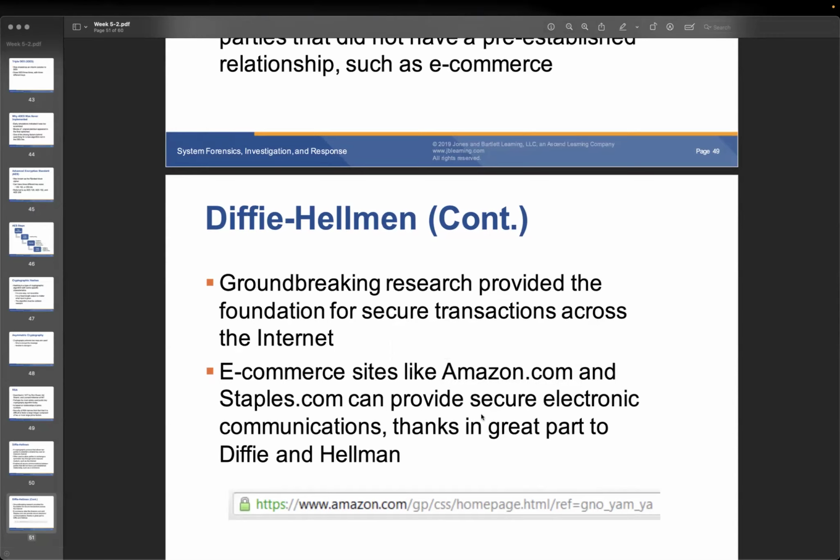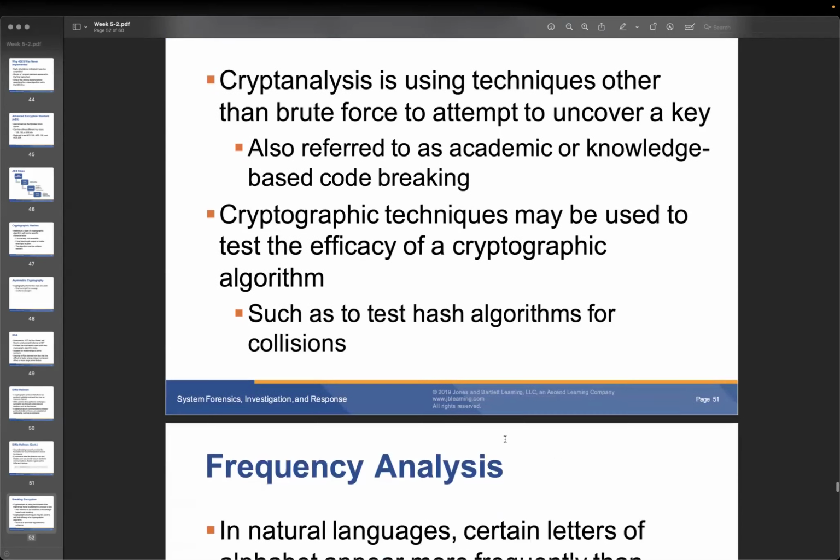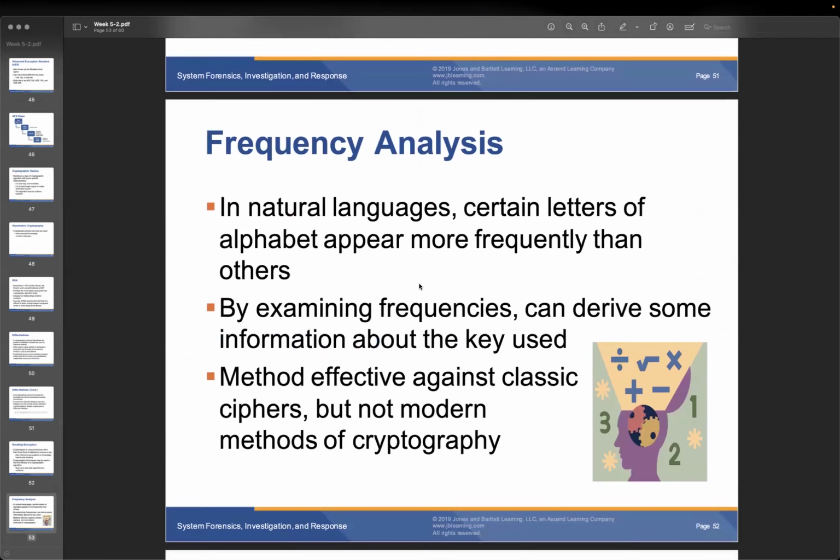And for breaking encryption, there is cryptanalysis. It uses techniques other than just brute force to attempt to uncover a key. So we refer to some academic or knowledge-based code breaking. It also may be used to test the efficiency of a cryptographic algorithm.